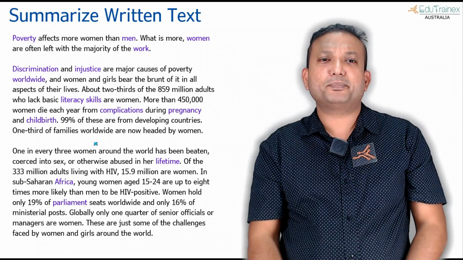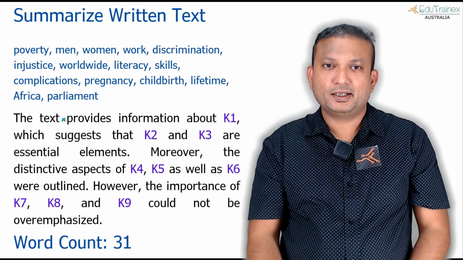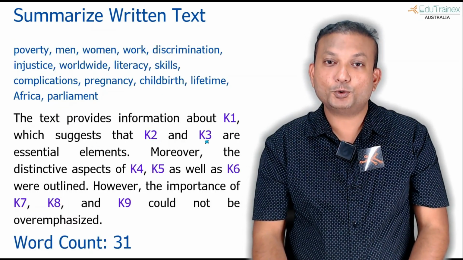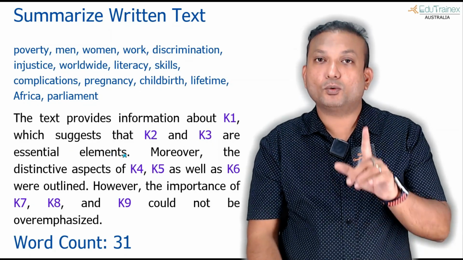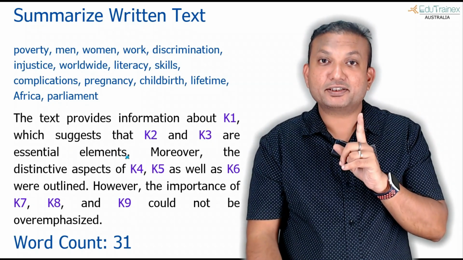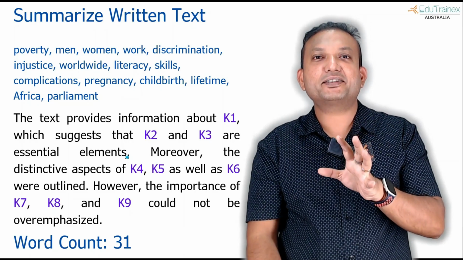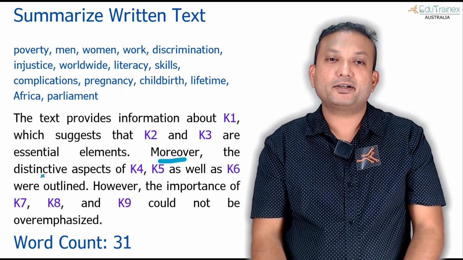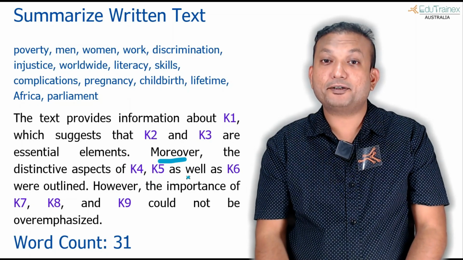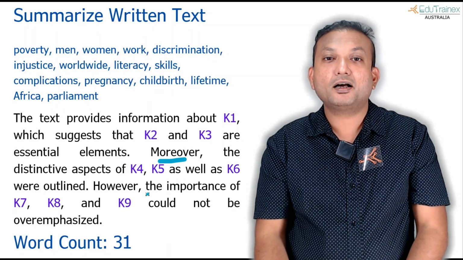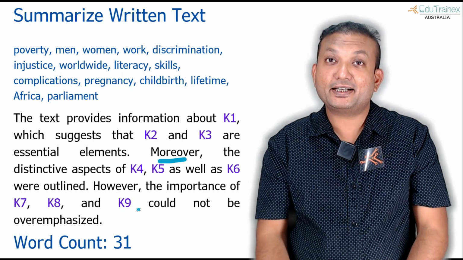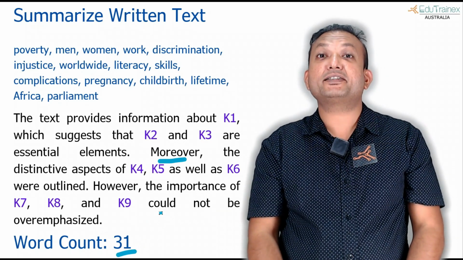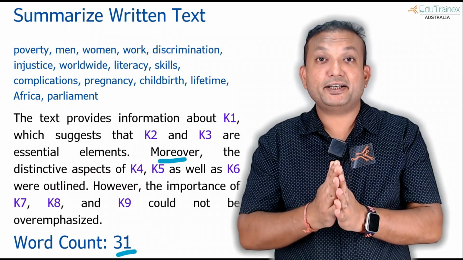Very easy to solve using template. See the template. The text provides information about keyword 1, which suggests that keyword 2 and keyword 3 are essential elements. Now, in PTE Academic, you are expected to write one sentence, but not in PTE Core, which makes this task even more simpler. See, the next sentence you begin from here. Moreover, the distinctive elements of K4, K5 as well as K6 were outlined. However, the importance of keyword 7, 8 and 9 could not be overemphasized. The word count of the template is 31 already. So you are already in the limit.